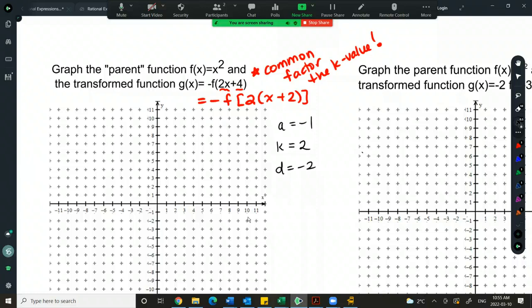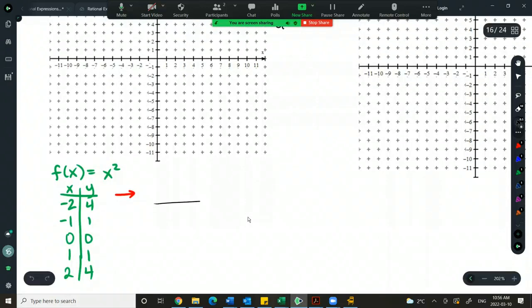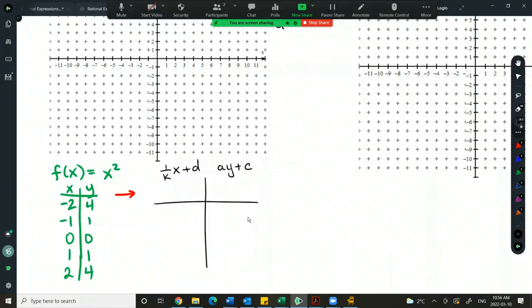Okay, so let's practice that little trick that I told you guys about. So the trick is this. We're going to do 1 over k times x plus d and a plus c. That's what we talked about on the previous slide. So this means reciprocal of k. What's the reciprocal of the k value that we found? 1 over 2, so that's what you're going to have, 1 over 2. Times x, and d value?